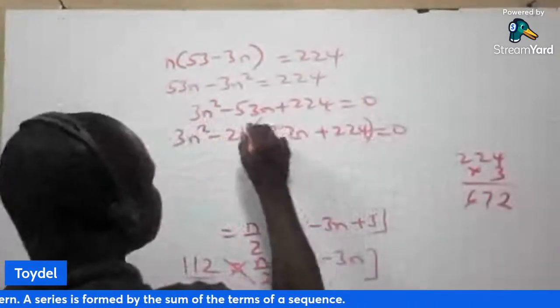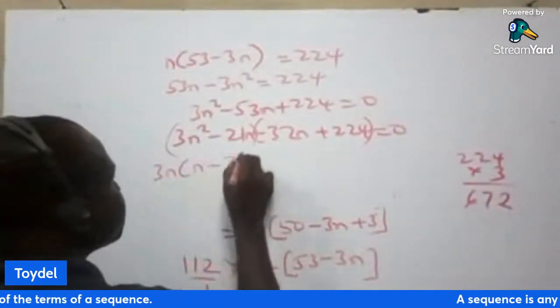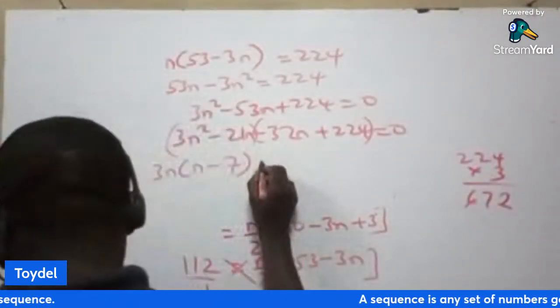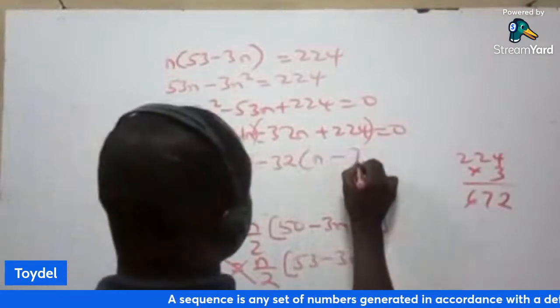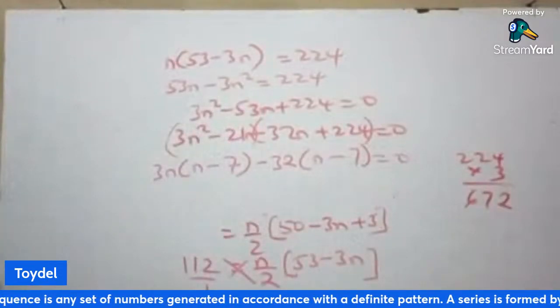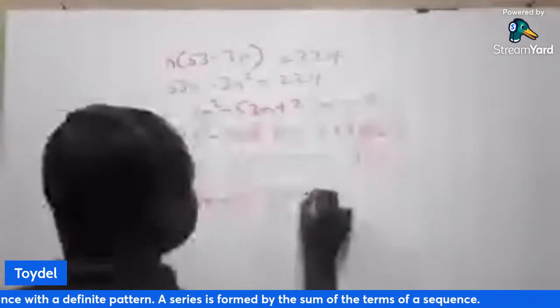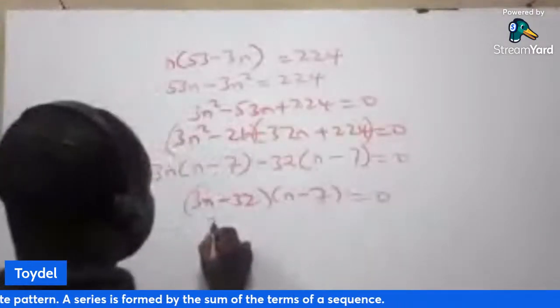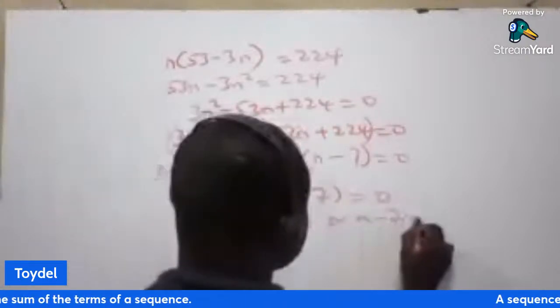Then what is common here? 3n. I'm going to have n minus 7. Then what is common in this other bracket is minus 32, and we are going to have n minus 7 equal to 0. So we are going to have 3n minus 32, then n minus 7 equals 0. So we have 3n minus 32 equals 0, or n minus 7 equals 0.